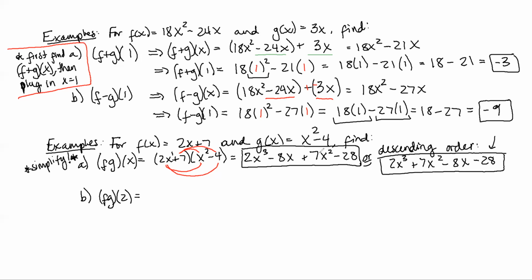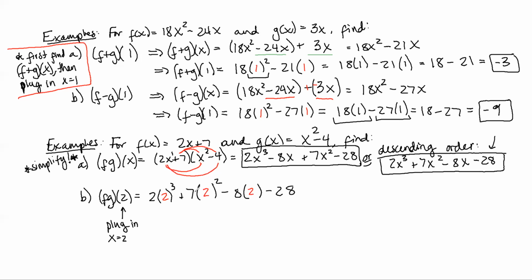All right, now we want to go ahead and find f times g of 2. So what we're going to do here is we're just going to plug in x equals 2. So if we take our polynomial, we have 2x cubed, so we're going to have 2 times 2 cubed, plus 7x squared, so 7 times 2 squared, minus 8 times 2, and then minus 28.